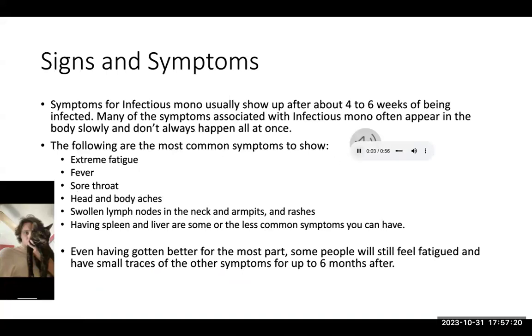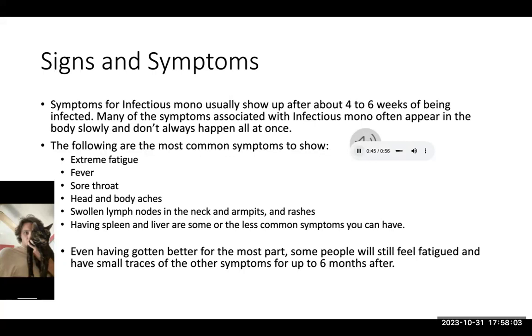Okay, so first thing I'm going to look at is signs and symptoms. The symptoms for infectious mono usually show up about 4 to 6 weeks after being infected. Many of the symptoms associated with infectious mono often appear in the body slowly and they don't always happen at once. A lot of the main symptoms are going to be extreme fatigue, fever, sore throat, head and body aches, swollen lymph nodes in the neck and armpits, and various rashes. Having your spleen and liver swollen are some of the less common symptoms that you can have as well.